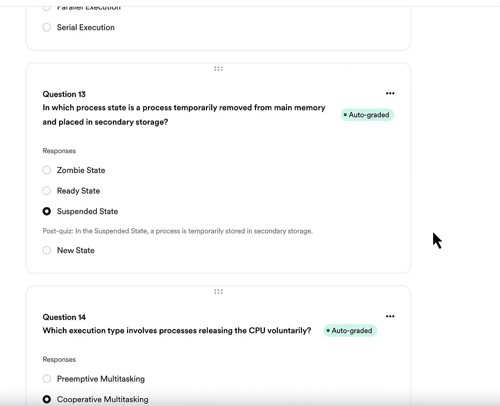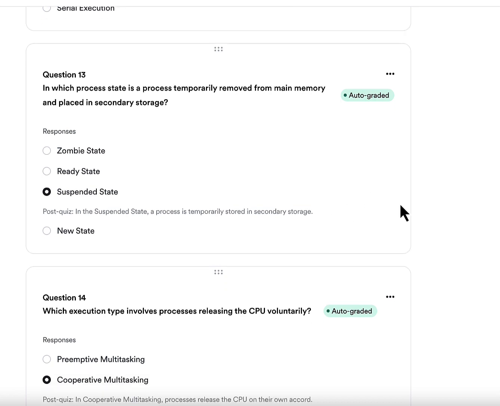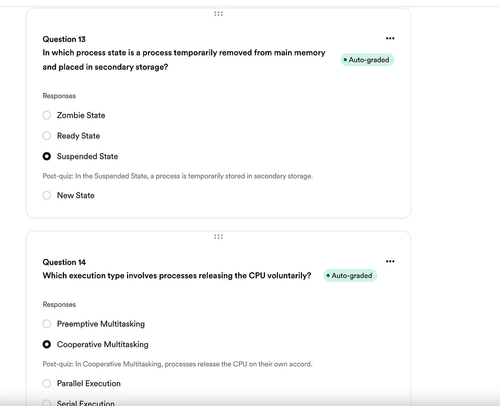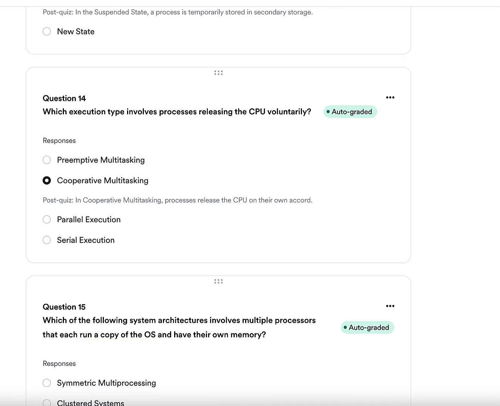Question 13, in which process state is a process temporarily removed from main memory and placed into secondary storage? A, zombie state. B, ready state. C, suspended state. Or D, new state. What process state is where the process is temporarily removed from main memory and placed into secondary storage? And that is C, a suspended state. It processes it temporarily and puts it in a secondary storage location.